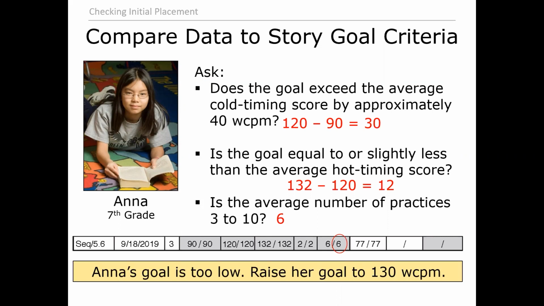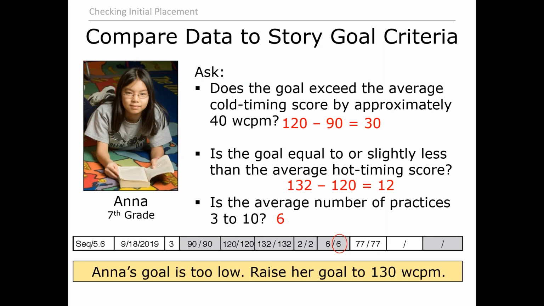So I would recommend raising her goal by 10 to 130. Notice, if I raise her goal to 130, look at her hot timing score. Can she still pass? Yes. So I'm not raising it to something that's going to make her frustrated. I'm raising it just enough to keep her challenged, keep her engaged, and let her know that she's making progress, right? Kids love being told they need a higher goal or a higher level. And so this is an opportunity to do that.